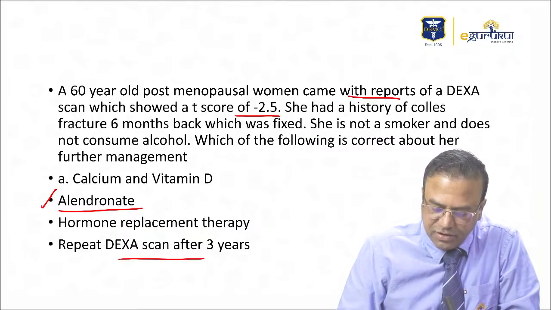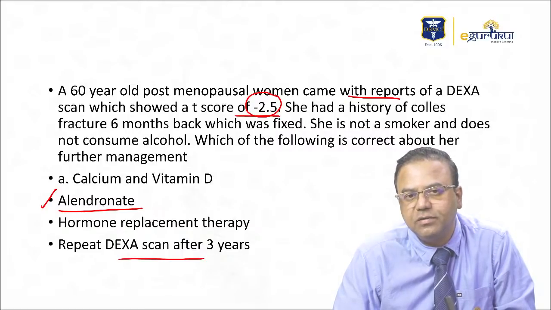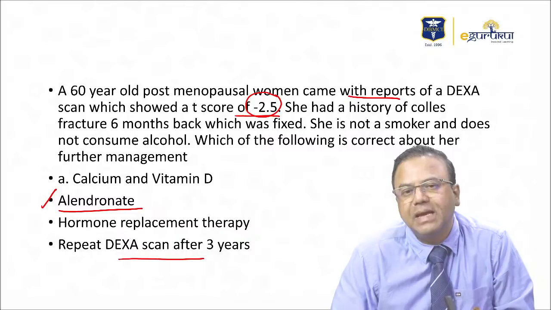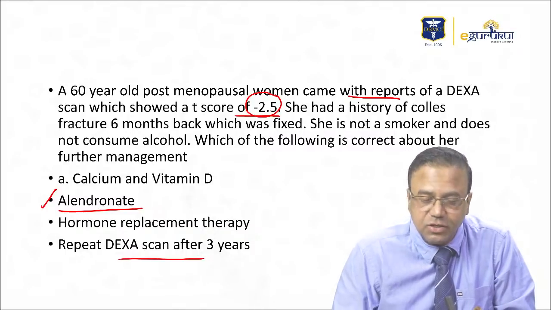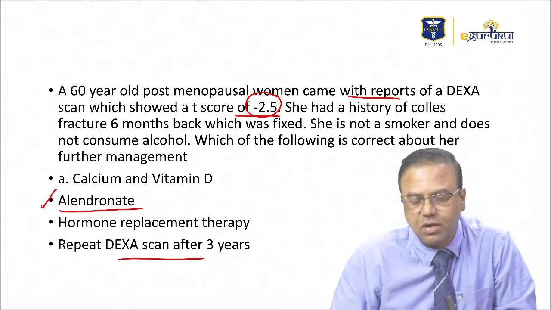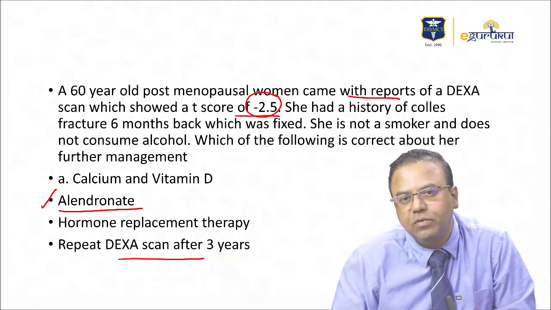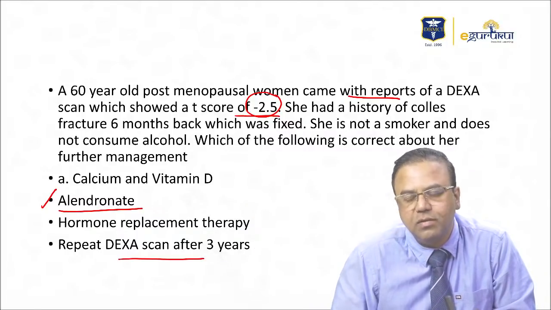Repeat DEXA scan after 3 years? No, in a patient who already has clear-cut osteoporosis. As you know, osteopenia is a T-score between -1 and -2.5, and beyond -2.5 is osteoporosis. So this patient already has the T-score, plus a fracture which has occurred in the past. So this all makes it obvious that the patient should be on a bisphosphonate.